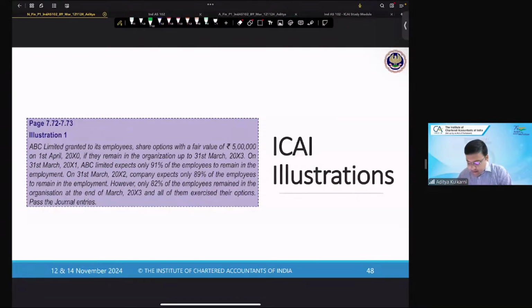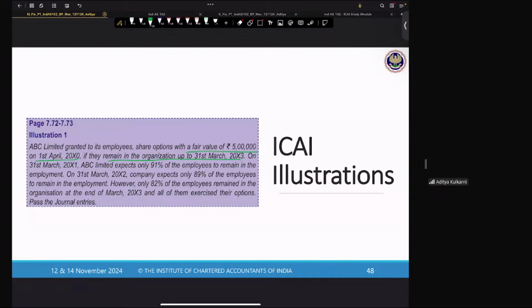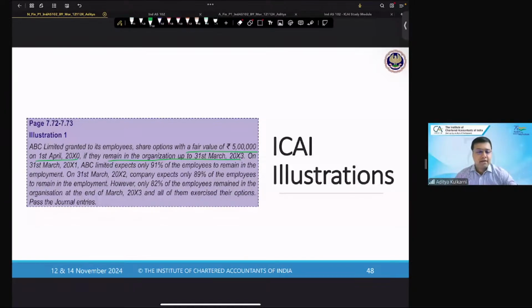ABC Limited granted to its employees share options with a fair value of 5 lakhs on 1st April 20x0 if they remain in the organization up to 31st March 20x3. Tell me, which condition is this? Performance or service? Service, sir. Service condition. Absolutely. Karthik is also right. It's a service condition. For how many years do they have to serve?